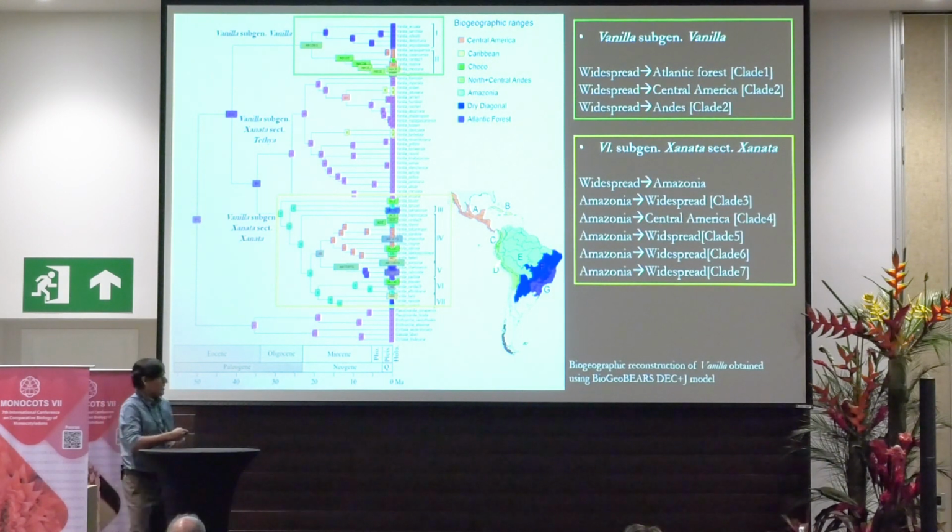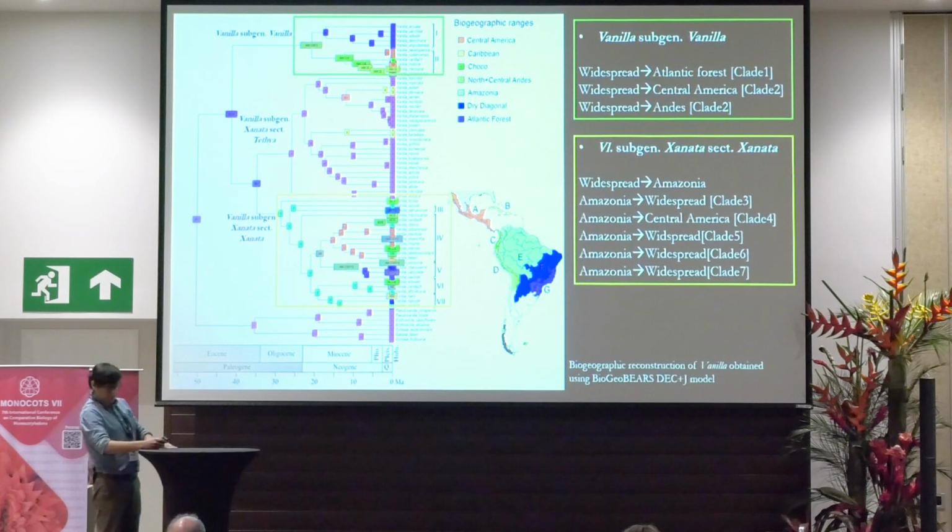Also, what we did is a biogeographical reconstruction, and this is the first one that has been done since 2015 by Tom Gibnish. There are many things to say here, but what I will highlight is that in the subgenus Vanilla, apparently the most recent common ancestor was widely distributed, and then at least in this clade, which I'm calling clade 1, it got restricted to the Mata Atlantica, to the Atlantic forest.